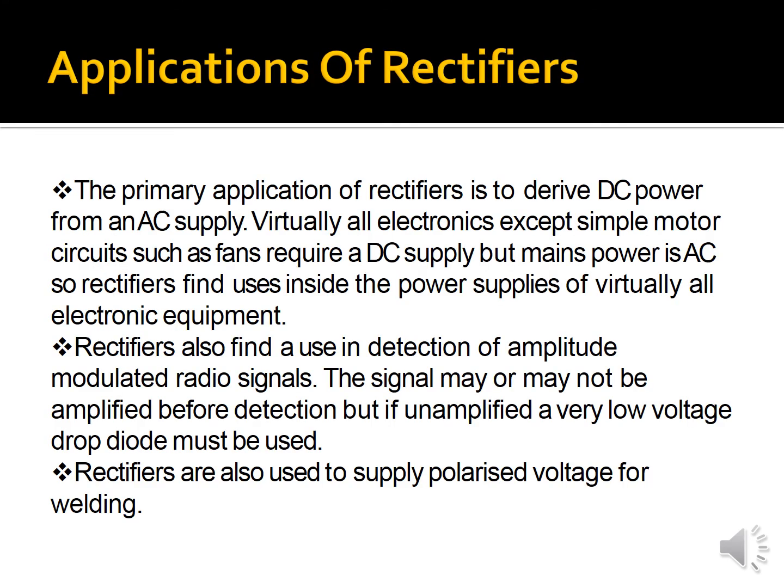Applications of rectifiers. The main application is getting DC power from an AC supply. Virtually all electronics, except simple motor circuits such as fans, require a DC supply, but the main power is AC, so rectifiers are used inside power supplies and in virtually all electronic equipment. Rectifiers can also be used in the detection of amplitude modulated radio signals, which may or may not be amplified before detection; if unamplified, a low voltage drop is required. Rectifiers can also supply polarized voltage for welding purposes.